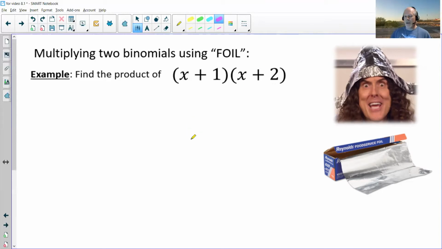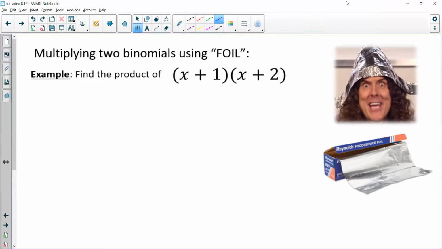Well, the FOIL stands for something. It stands for first, outside, inside, and last. And all it's saying is to multiply those terms, though the order does not matter. It could be FOIL, it could be FLOI, or FLIO. It doesn't matter which order you do it in. But FOIL makes a word that we know, so that's why people use it.